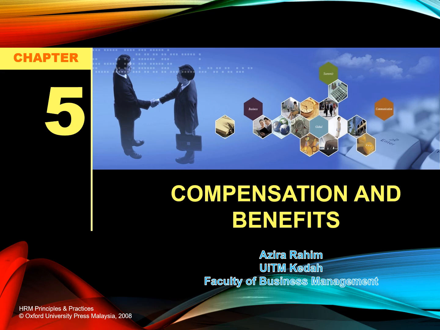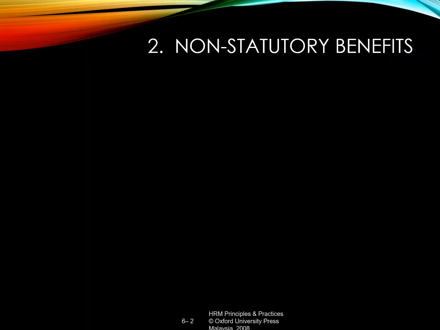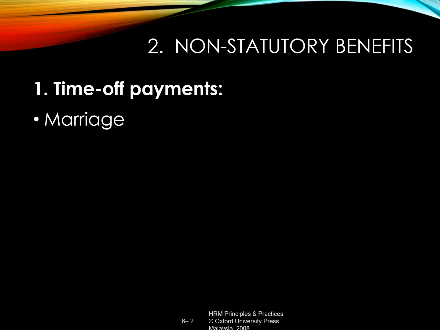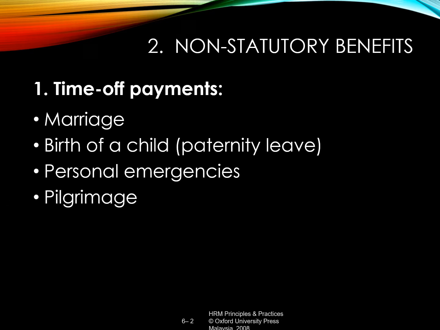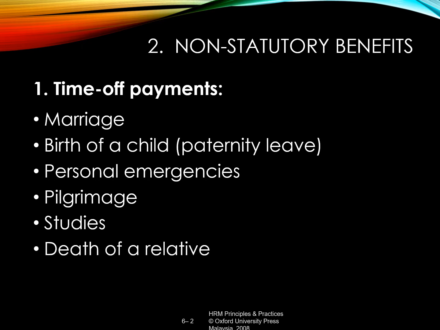Okay, Assalamualaikum. So this is the second recording for chapter 5, which is compensation and benefits. The previous slide we already talked about statutory benefits, which is compulsory benefits. So this one is for non-statutory benefits. The first one is time of payment. So there are marriage, birth of child, personal emergencies, pilgrimage is Haji, and continuing studies. Right, and the last one is death of relative.